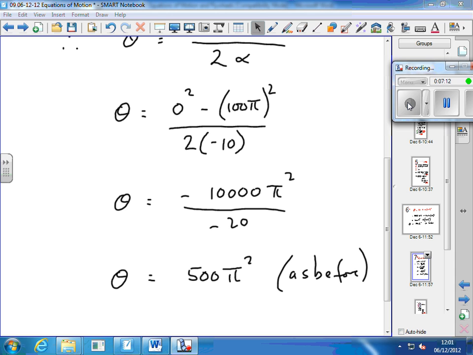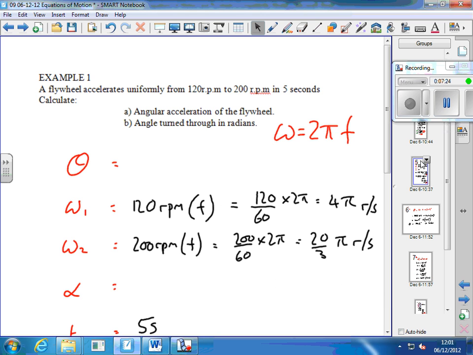So we get the same answer, 500 pi squared. There's the numbers put in. This method does not require us to know t. So if we go back to the original problem here, we could have found the angle it turns through in radians.